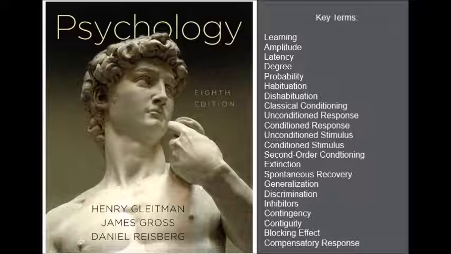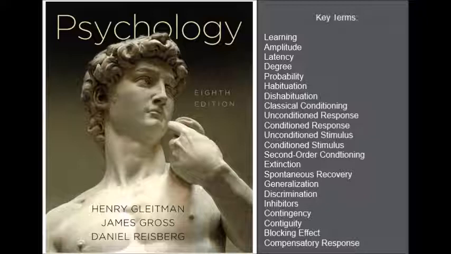So we're starting chapter 7, and I want to look at 3 different types of learning mentioned in this chapter: habituation, classical conditioning, and operant conditioning. In this section, we'll be focusing on the first 2. Learning refers to a lasting change in behavior because of experience.